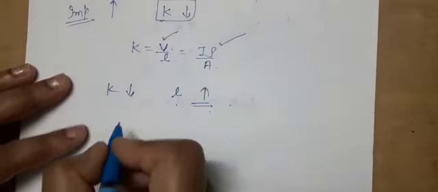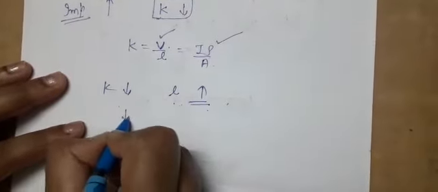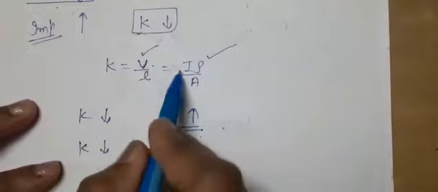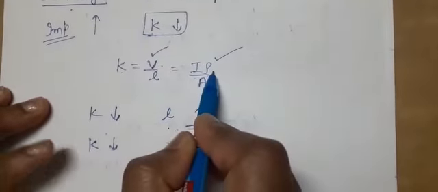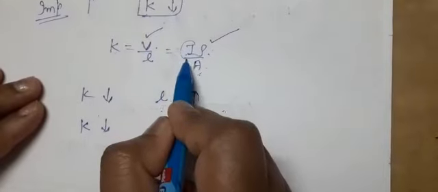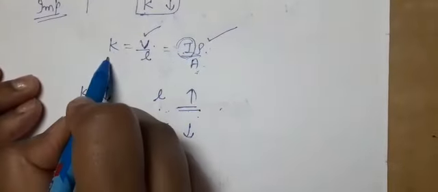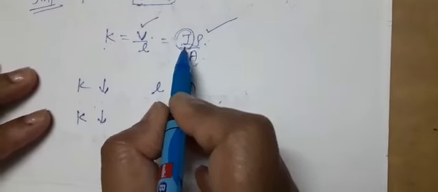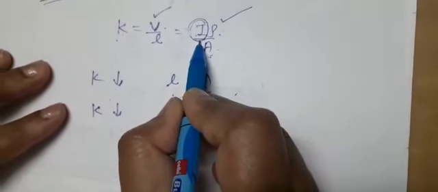Second point, potential gradient can also be decreased when we are reducing the current. See from here, it is proportional to current. Rho, specific resistance, and A, area, these both are fixed. That means if we change the value of current, sensitivity will change. So another method to decrease potential gradient is to reduce the current within the circuit.